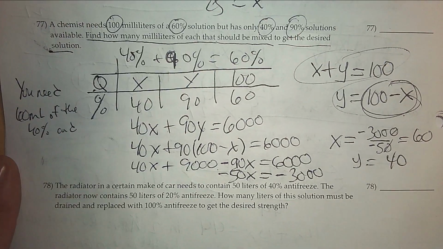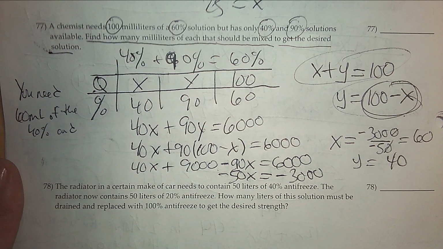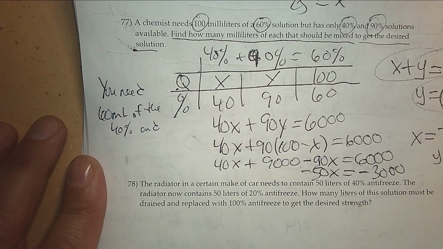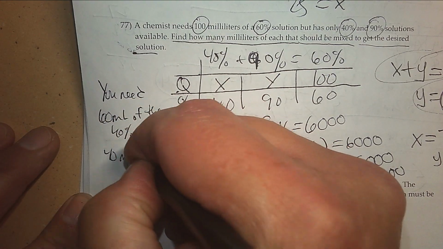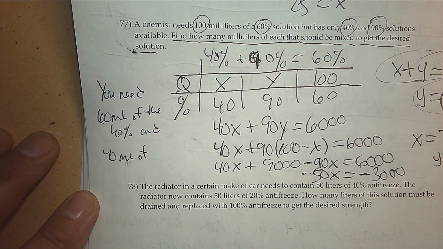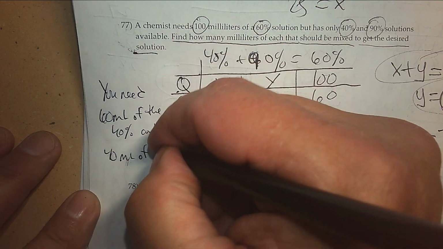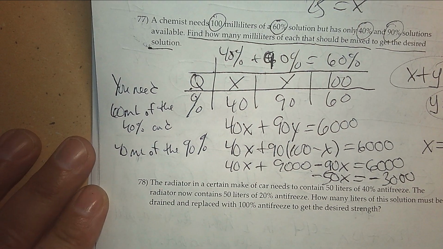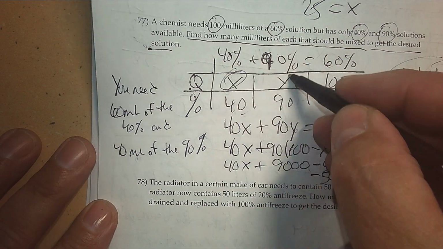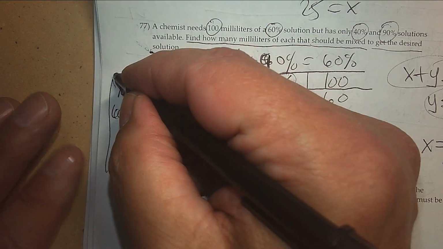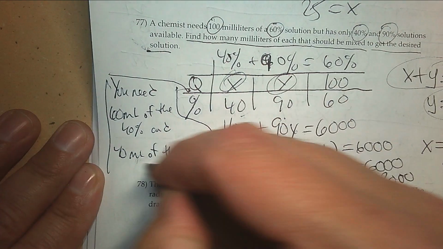60%, right? No, what did I do? You need 60 milliliters of the 40% and 40 milliliters of the 90%. So X is the 40 and Y is the 90. So you need 60 of one and 40 of the other. Last story.